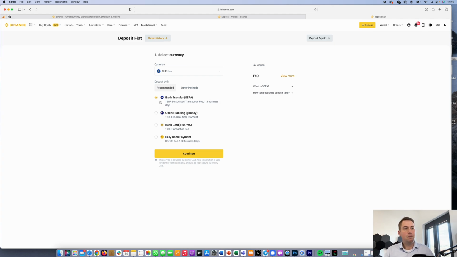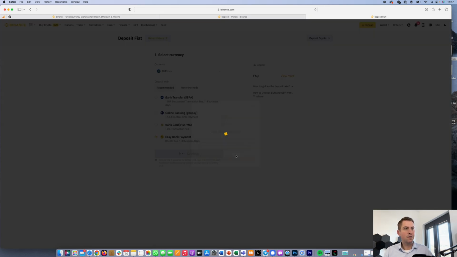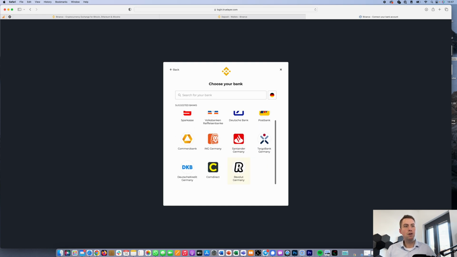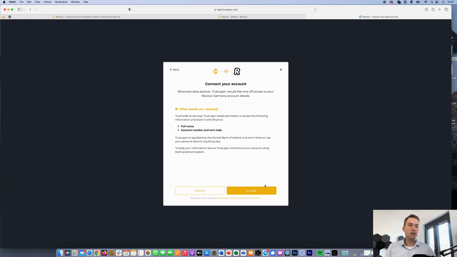Then they basically show you the account number where you need to send the money to, and that's fairly straightforward, and they charge you €1 for that. Or you can directly connect your bank account with Binance, which only costs like 50 cents per transaction. And that's also fairly straightforward. You just select your bank. So for me it would be Revolut, and then I can connect to my Revolut account, and I can easily send money from one account to the other.